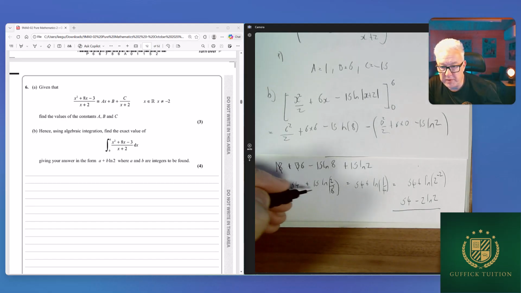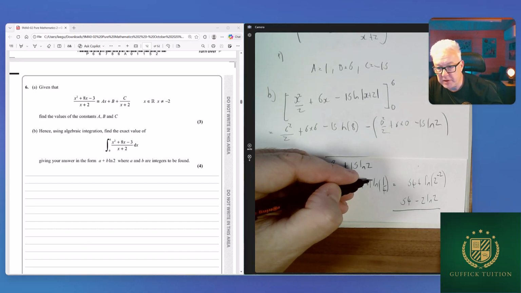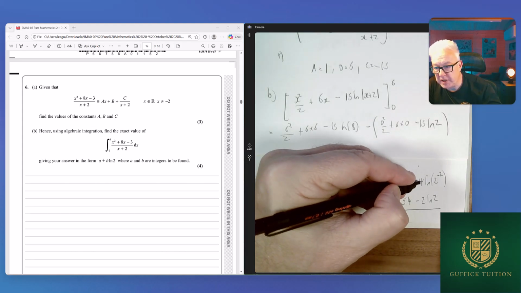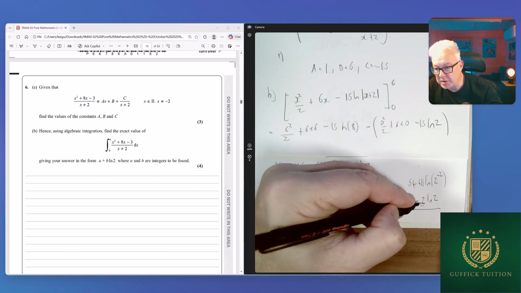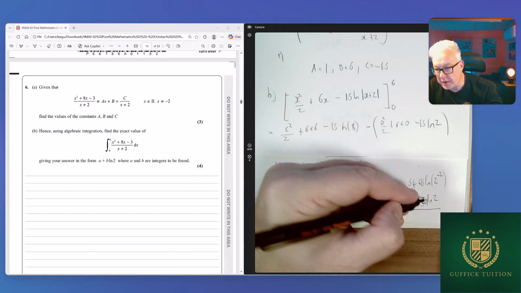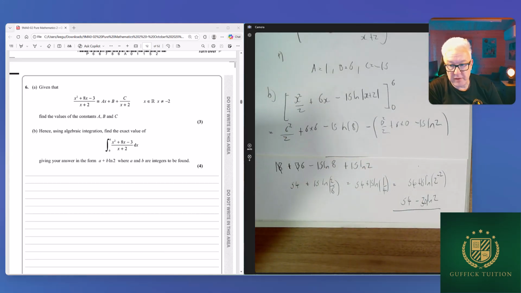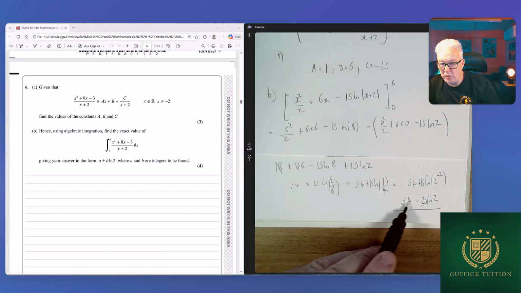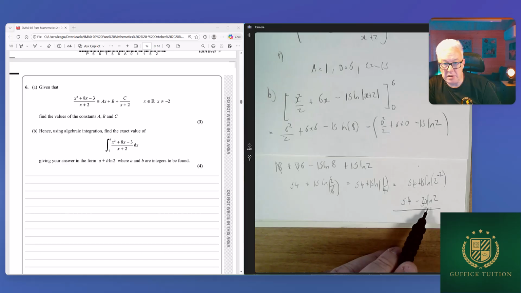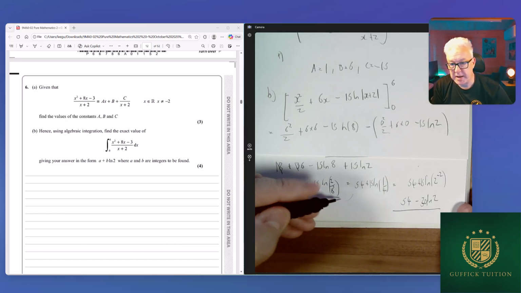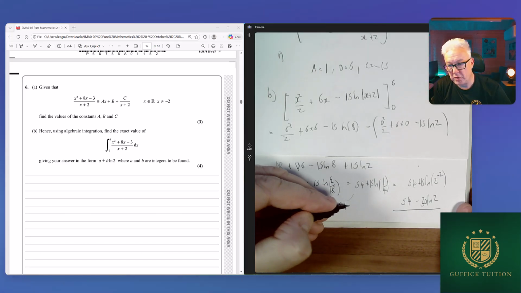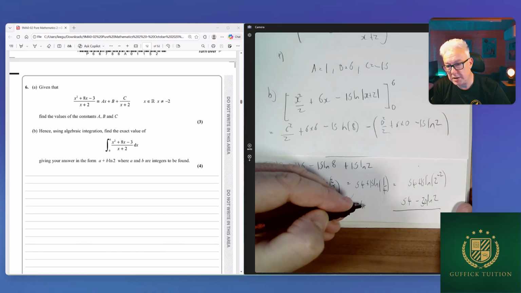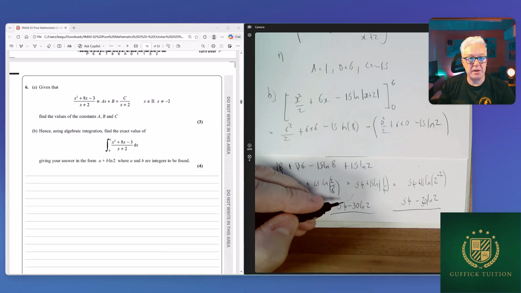Oh no, we've dropped the 15 there. So there should be a 15 there. And when we times it by 2, that is going to be 30. There we go. That seems a lot better. So our final answer is 54 minus 30 ln 2. Let me write that down a little bit more clearly. 54 minus 30 ln 2 is our answer to that one.